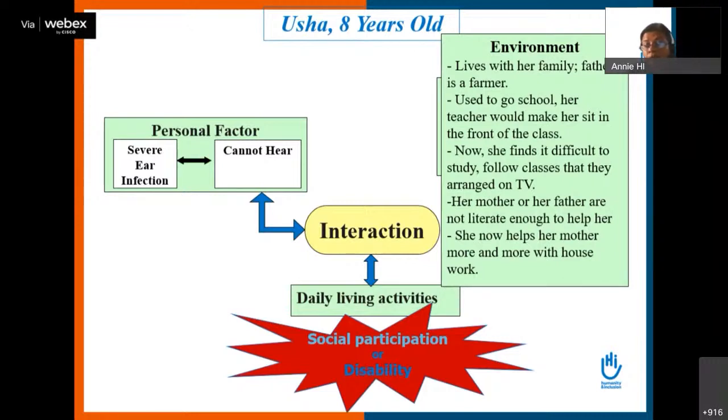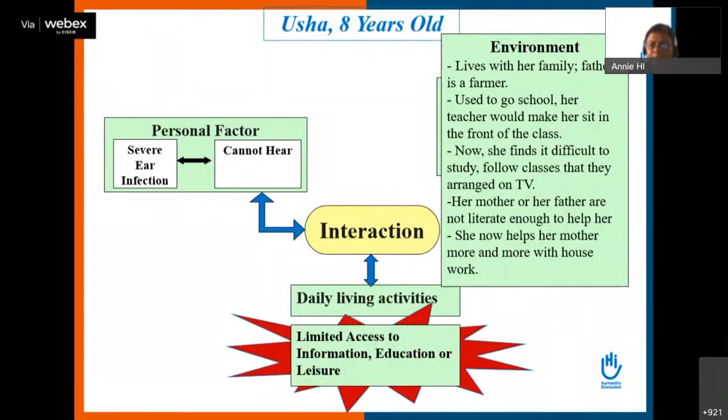Her mother is asking her more and more to help with the household work. So see how the environment and the personal factors are interacting, and that is determining the participation, or social participation, or her disability. You can see that now she has limited access to information. She has limited educational outcomes. And even if you look at leisure, she finds that, okay, people are laughing at me, I can't play with them. So there are limitations in terms of accessing leisure activities.